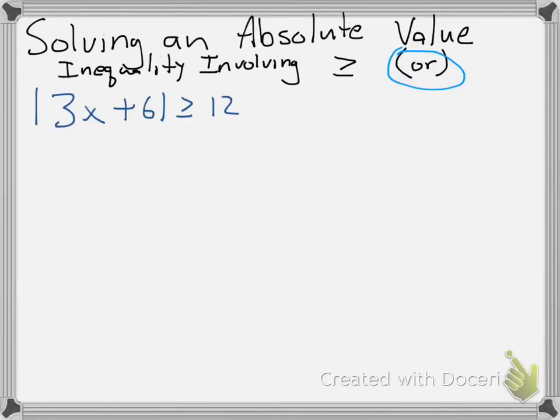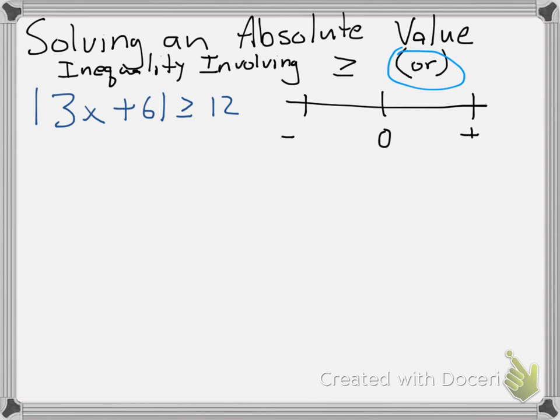Today we're going to be solving an absolute value inequality involving greater than or equal to, commonly known as OR. So we have the absolute value of 3x plus 6 is greater than or equal to 12. So once again we know that whenever we have the absolute value, we're actually trying to find the distance away from 0. So we have both a negative and a positive version of the 12. So we're going to do that here.